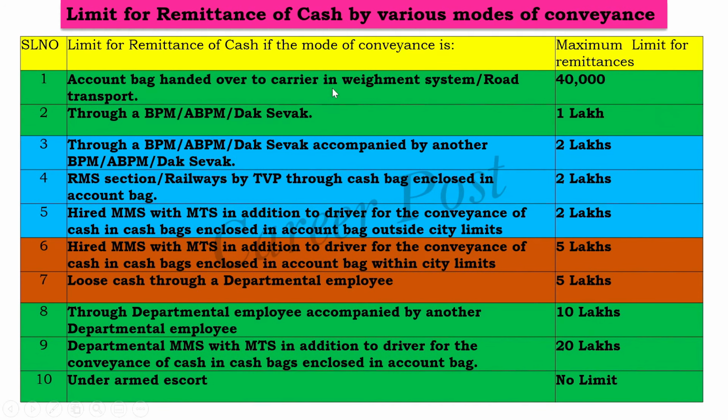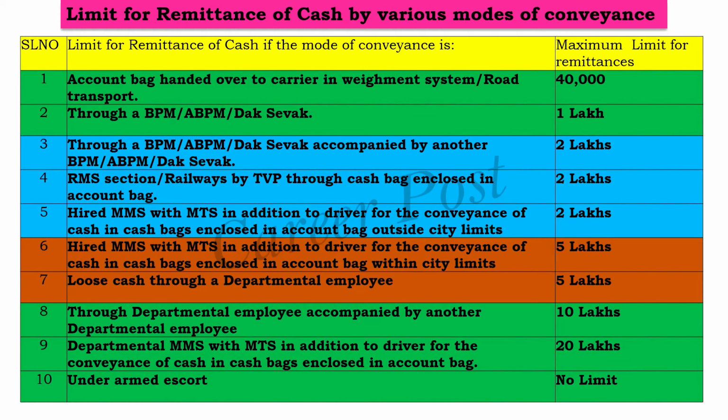Account bag handed over to carrier in weighment system, that is road transport, it is 40,000. That means road transport means RTC. Through the RTC bus you will hand over the account bag. The maximum amount that you can send is 40,000. And there is also one more thing here, weighment system. Weighment system means it is in the train. However, in the weighment system we will use only 1 or 2 bags with less contents in it. We will not use more number of bags like the one we use in the section.